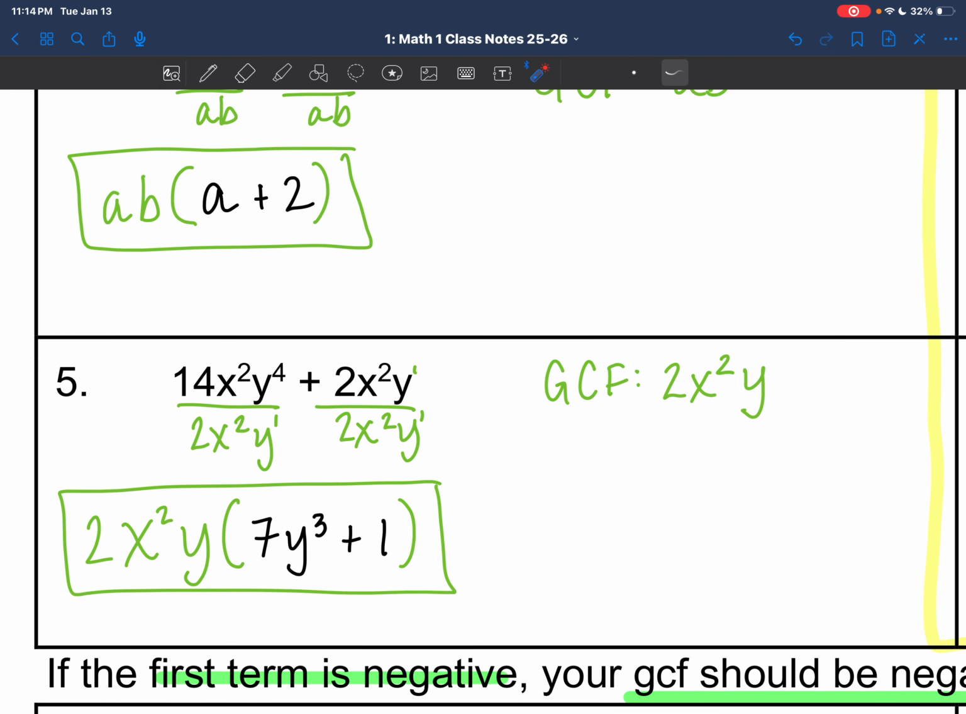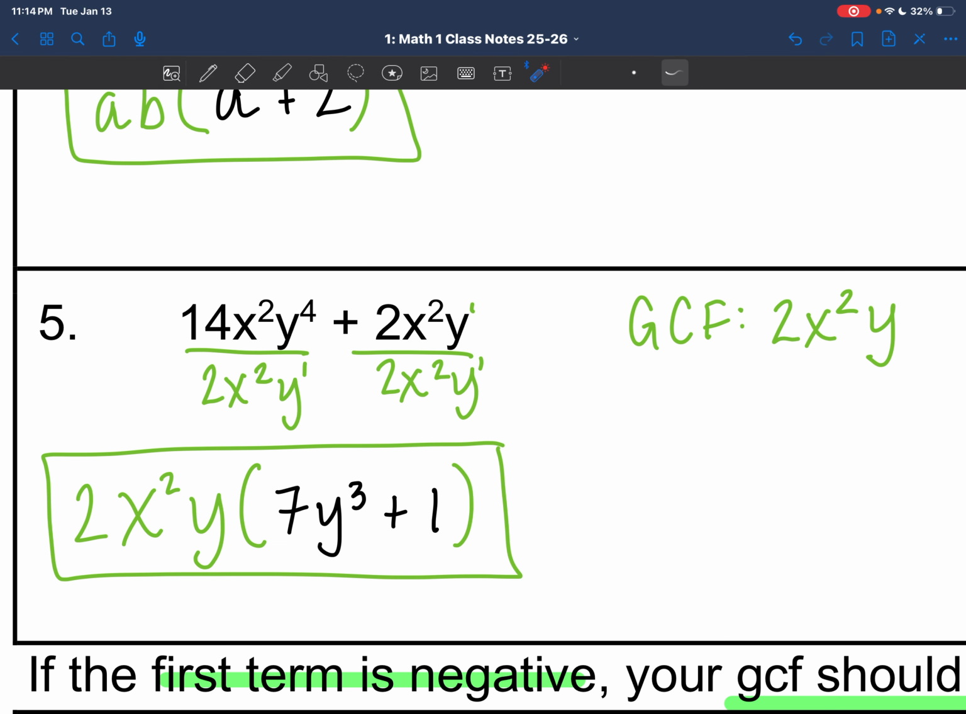All right, now let's look at number 5. Here, I've got 14 and 2. The greatest common factor of that is 2. And for your x's, I have x squared and x squared, so we can factor out an x squared there. And here, I've got y to the 4th and y to the 1st. Well, that's the smallest, so we can only use that one, because we can't take anything if it's not there. So we're going to divide each term by 2x squared y.